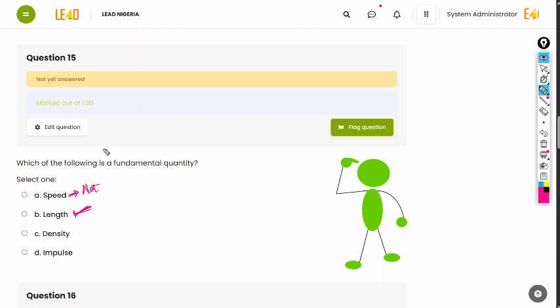Your fundamental units are just basic units that I feel like can be measured from nature. But your derived units are gotten by combining multiple fundamental units, either by multiplying or dividing. For instance, speed is meter per second. It is length and time divided to get speed.